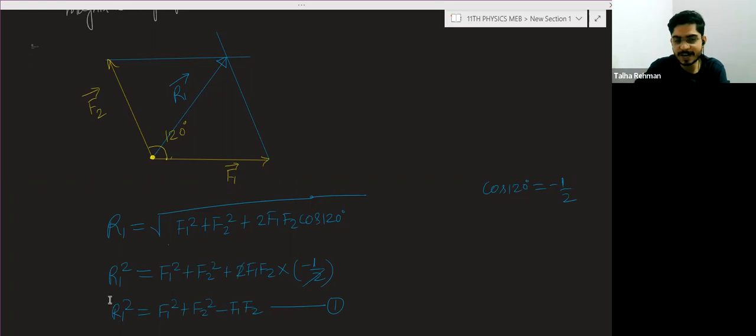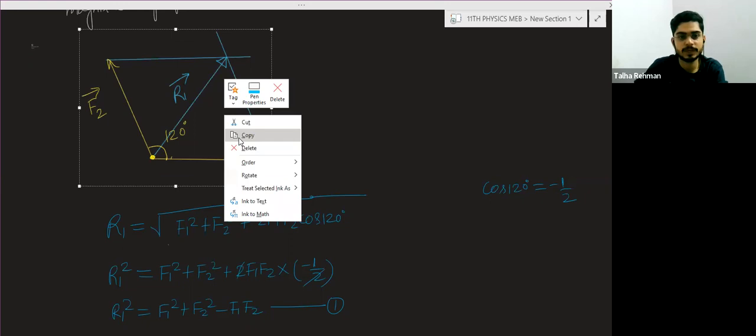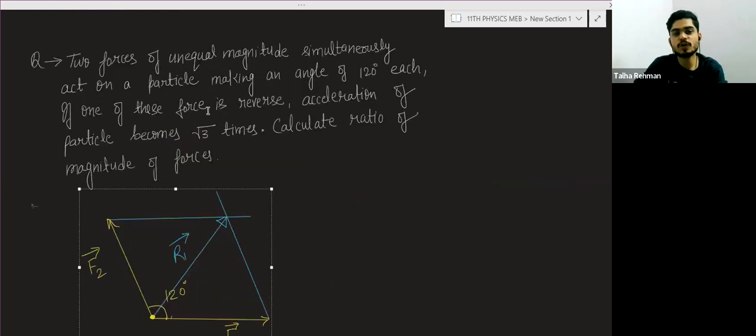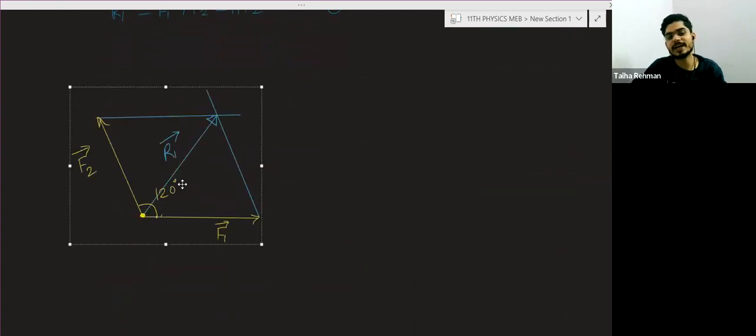So what does this R1 represent? R1 represents the resultant of the forces when the forces are acting at an angle of 120 degree. Now they are saying that if one of the forces is reversed, we can reverse either F1 or F2.